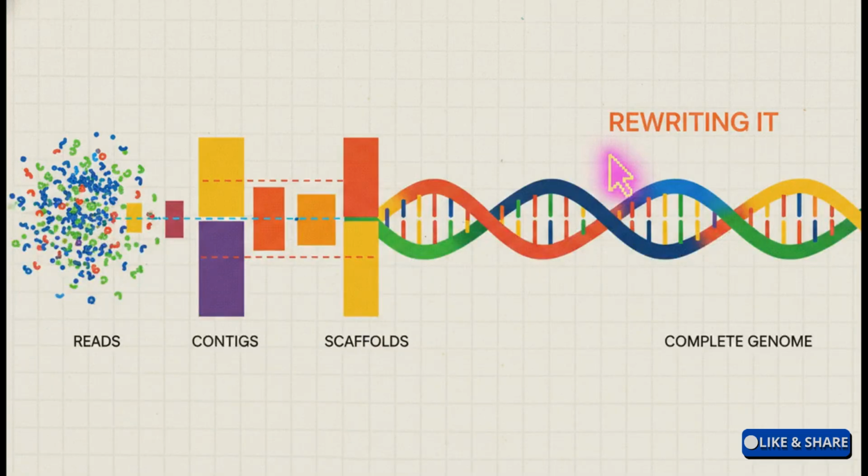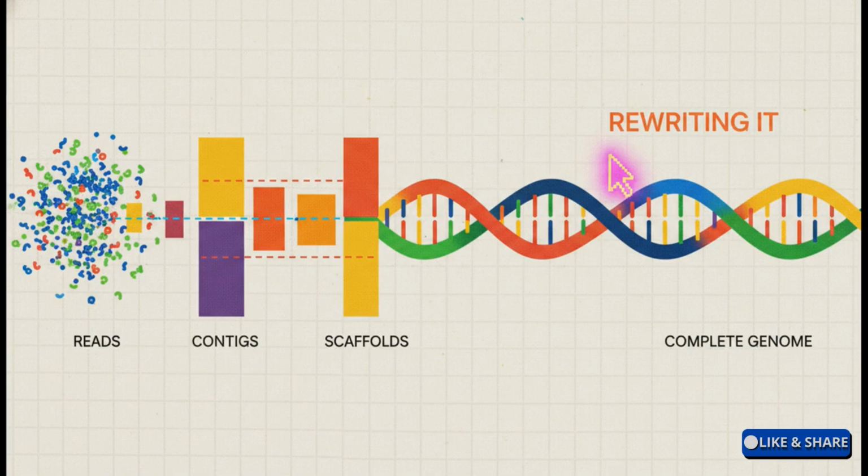So, the big takeaway from all of this is the ultimate sequence of life's reconstruction. We go from chaotic reads, stitched together into larger contigs, structured into expansive scaffolds, and finally assembled into a complete, readable genome. But I'll leave you with this final thought.